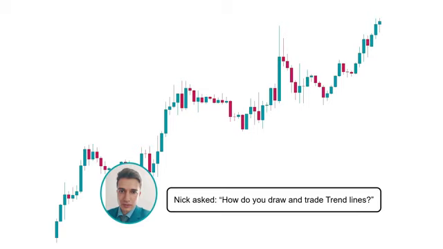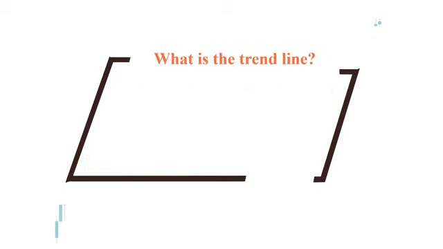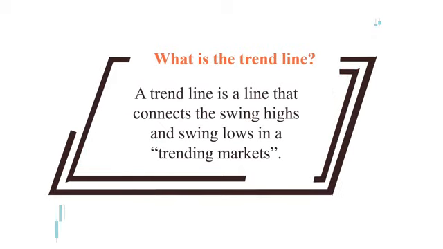So first, what is a trend line? A trend line is a line that connects the swing highs and swing lows in the trending market.